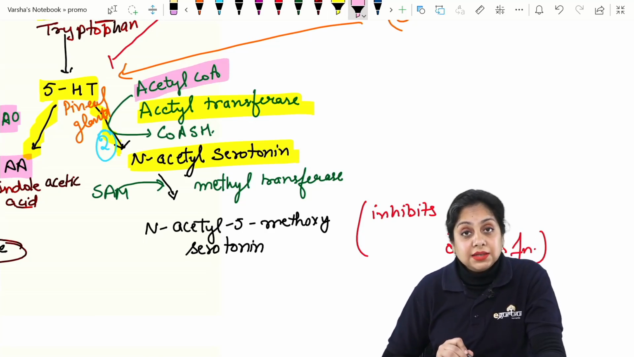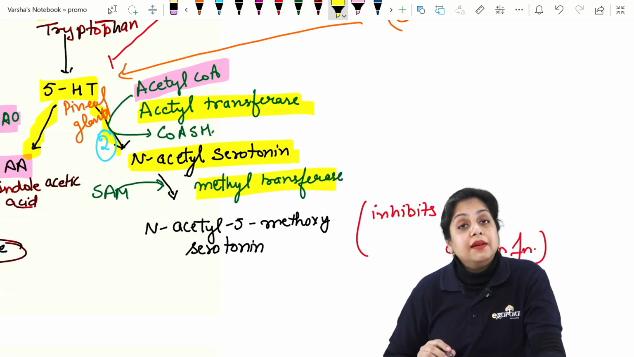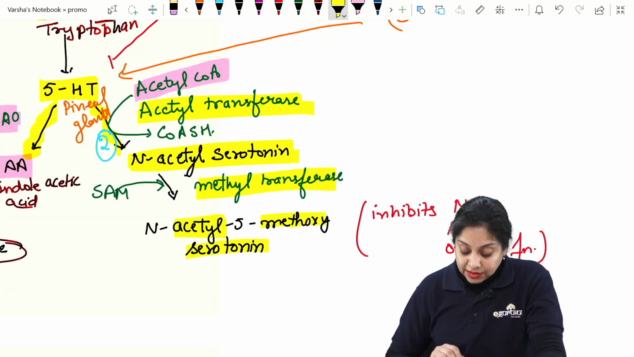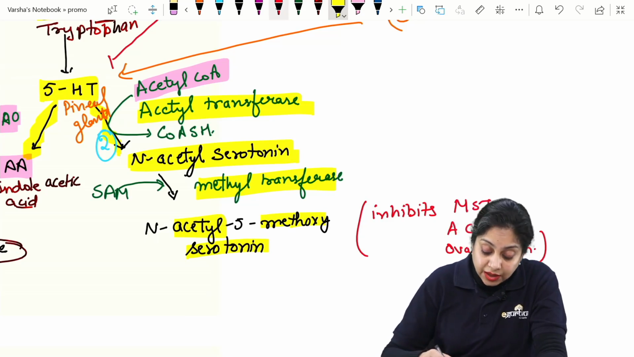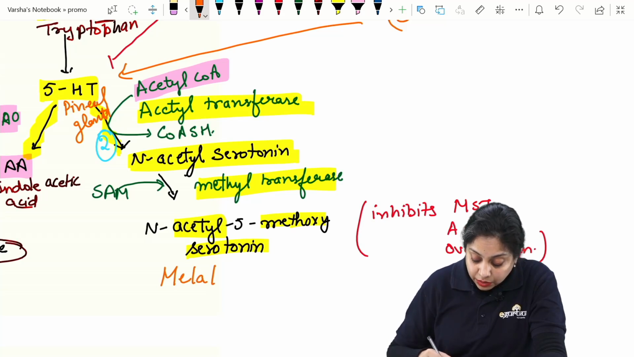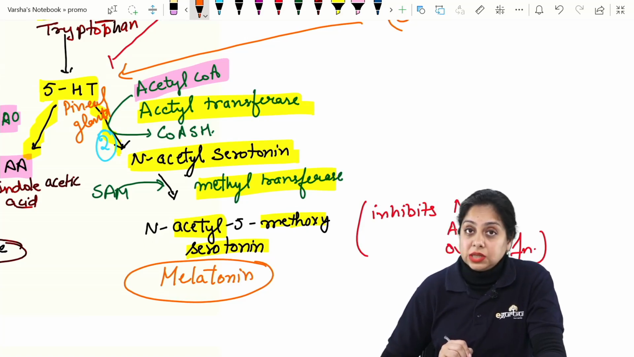So this is acetylation. The next step is methylation. The enzyme is methyl transferase, which will add the methyl group to it, forming what? N-acetyl 5-methoxy serotonin. And what is so important about it? This is your melatonin. So we can say melatonin is synthesized from serotonin after the acetylation and the methylation.